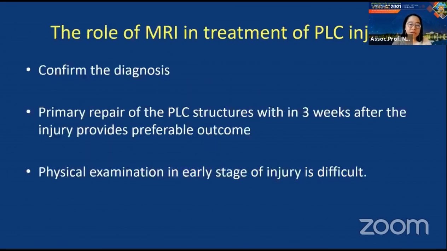Okay, so for MRI, our role as radiologists is to confirm the diagnosis. We may need primary repair of this structure if the injury occurred within 3 weeks, and that will provide a favorable outcome, because physical examination during this stage will be overwhelmed by the instability of the cruciate ligament injury, and it's very difficult. So our role is to identify these structures.